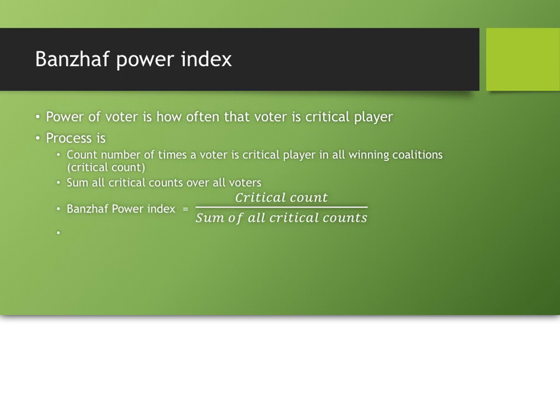So you got to write down winning coalitions, decide whether A is a critical player, how many times in those, and then you do that for every single voter. Okay? And so you sum all of the critical counts for all the voters, and the Banzhaf power index is the critical count of whatever voter it is divided by the sum of all of the critical counts. Okay? So if we're doing it for A, this would be the critical count of A divided by the critical count of A plus the critical count of B plus the critical count of C, and so on and so forth. All right? So that's the Banzhaf power index.